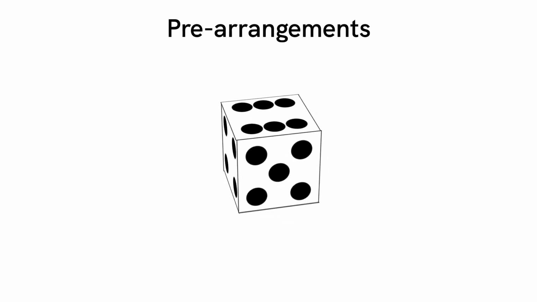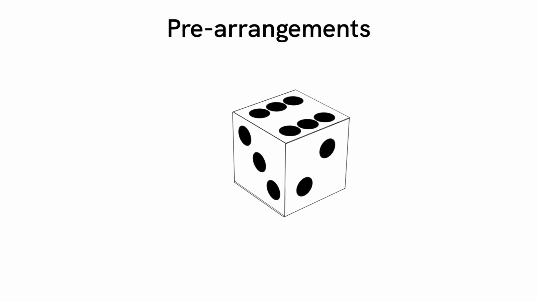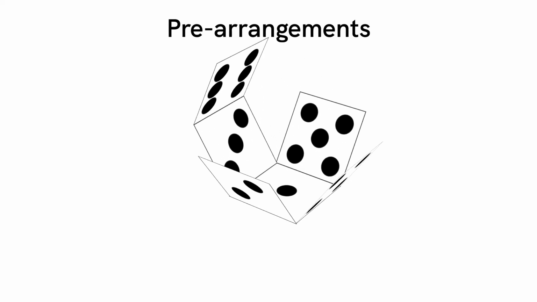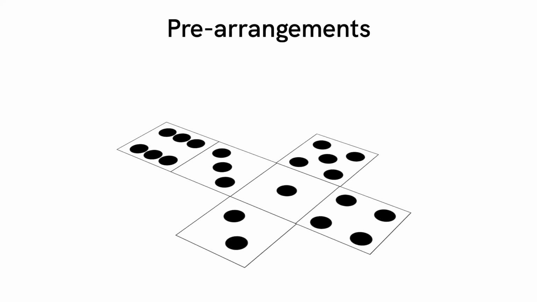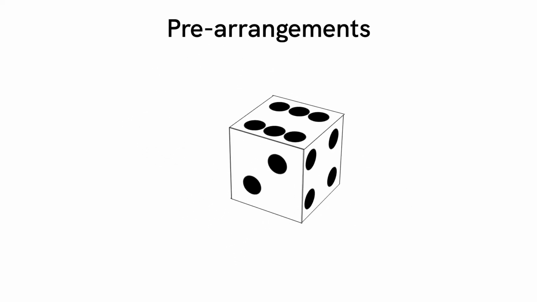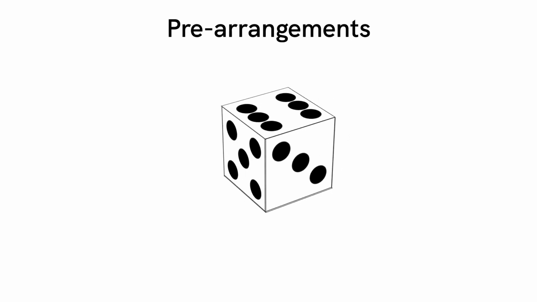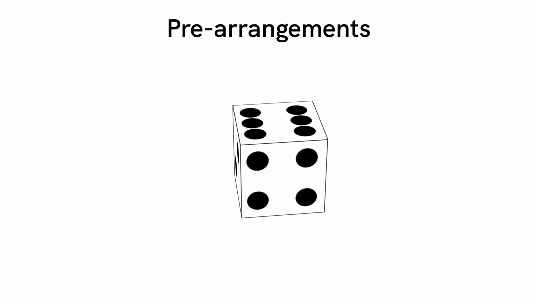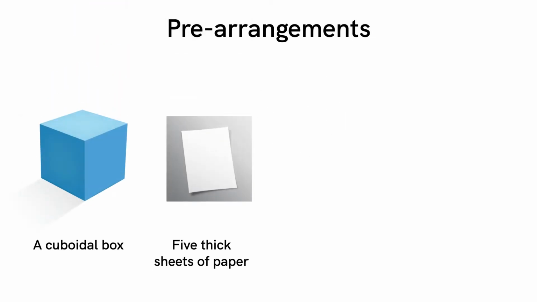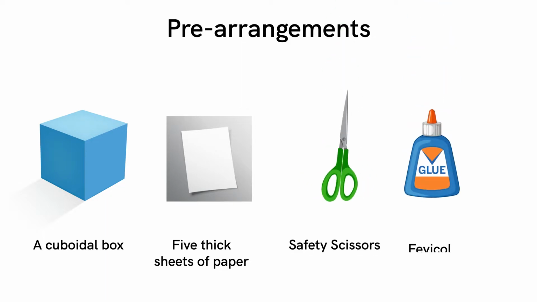For our first activity, we are required to make a dice out of paper at home and bring it to the classroom. The dice can be made by cutting and folding a sheet of paper into a cube as shown. In addition to this, we will need to arrange and keep some other required materials ready with us, such as a cuboidal box, 5 thick sheets of paper, and some safety scissors and Fevicol.